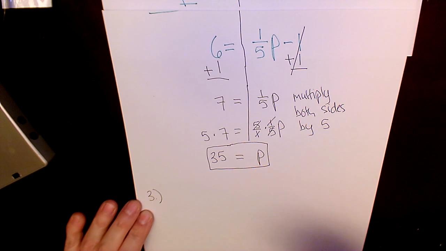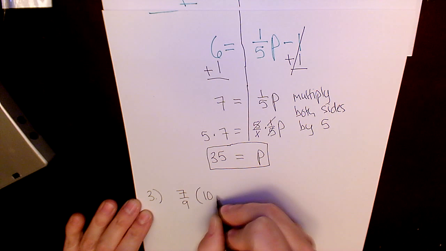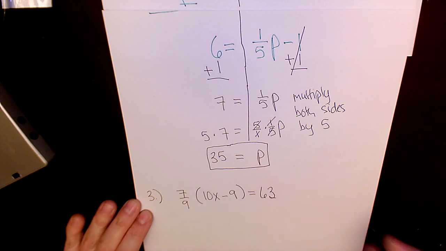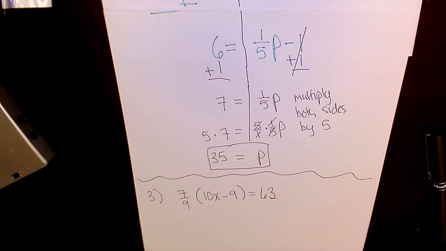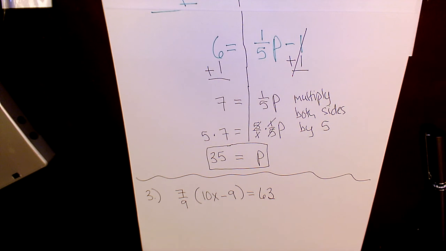Third one I have, ooh, this one seems a little bit harder. 7/9, and in parentheses I'm multiplying that by 10x minus 9, and that equals 63. I'm going to stop the video and I'm going to do this one and the last one on the next video. So pick it up in video 2.